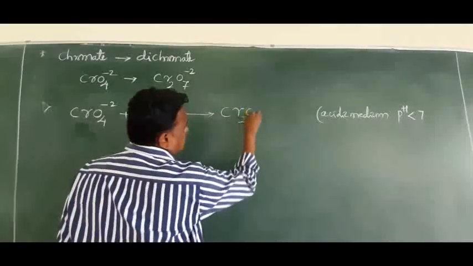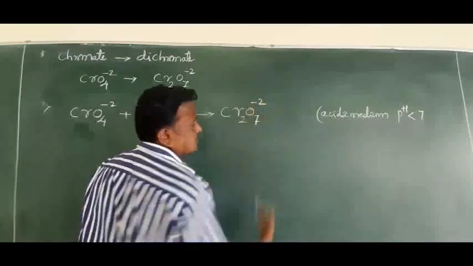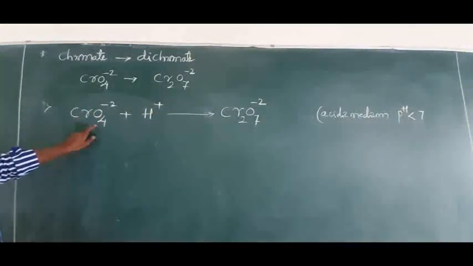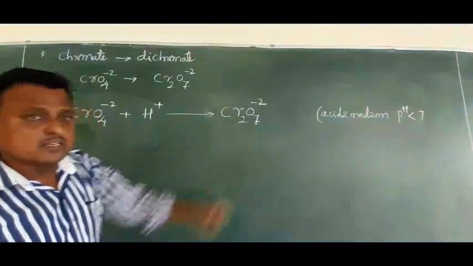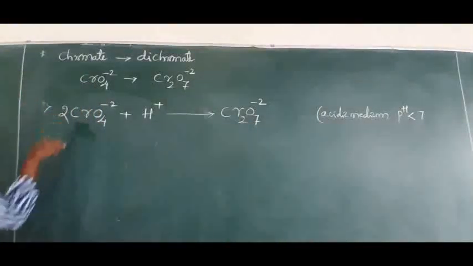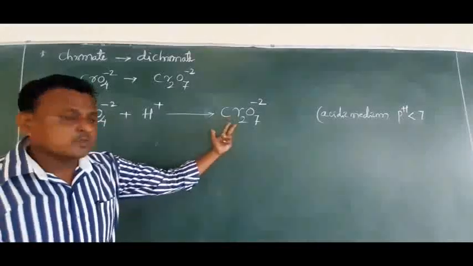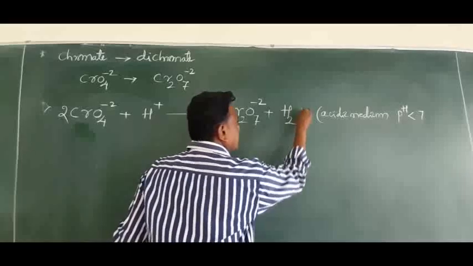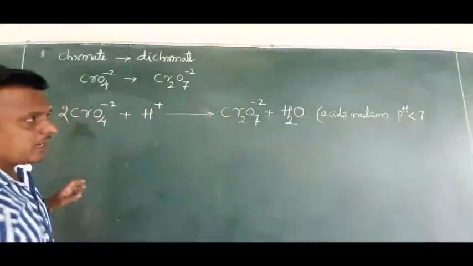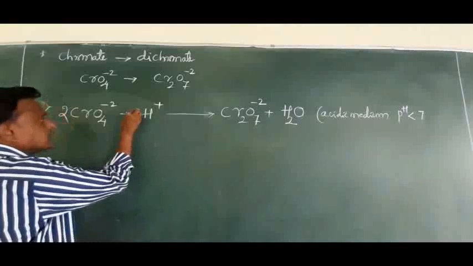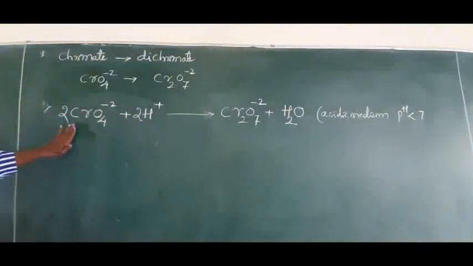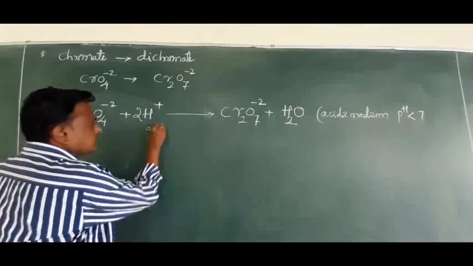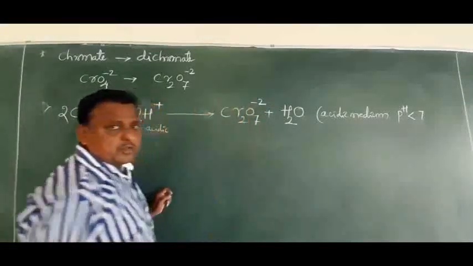Dichromate formula: Cr2O7 2-. Here it is 4, here it is 7, an odd and even number, so you have to make it 2. Two chromium, two chromium, 8 oxygen here, 7, and the 1 oxygen is balanced with water, and total hydrogens are 2, and then you check here, this is 2 hydrogen. So it means chromate ion in acidic medium forms dichromate.